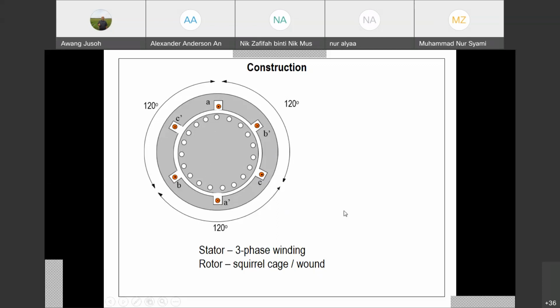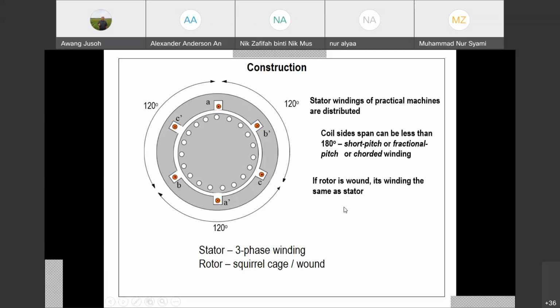Okay, the stator winding of a practical machine is distributed. Distributed means it's not just one wire; you have many wires, many slots, not just one slot. This is just a simple thing to explain, but in practice you don't have one slot like that. You have many slots. We call it the distributed winding.